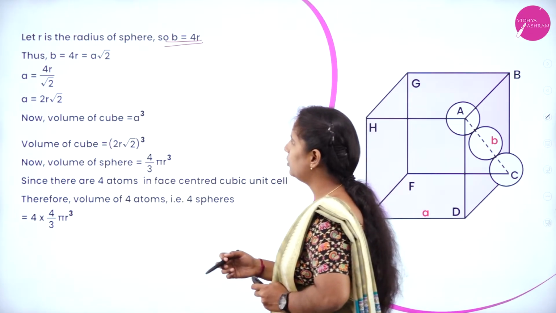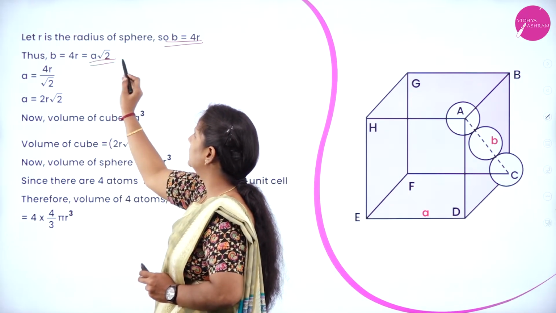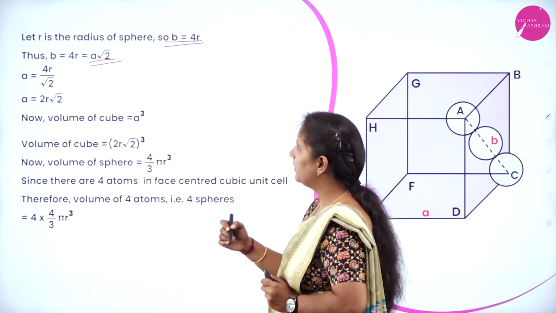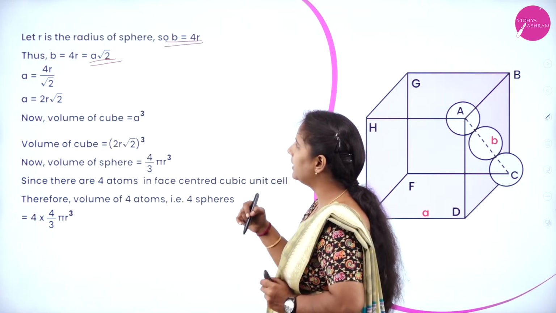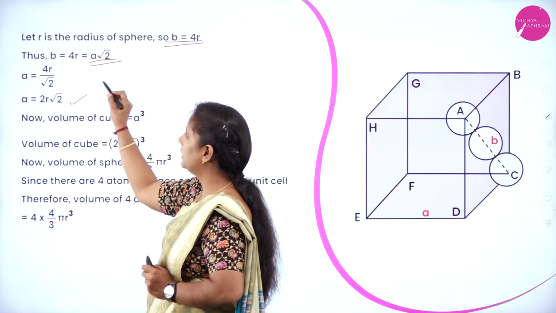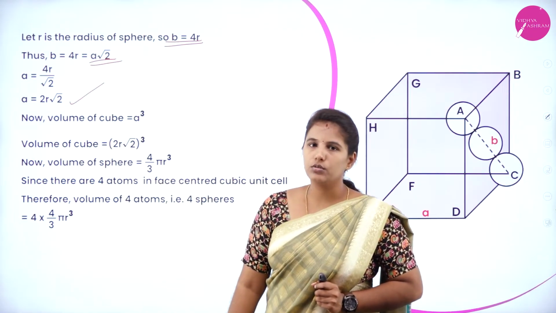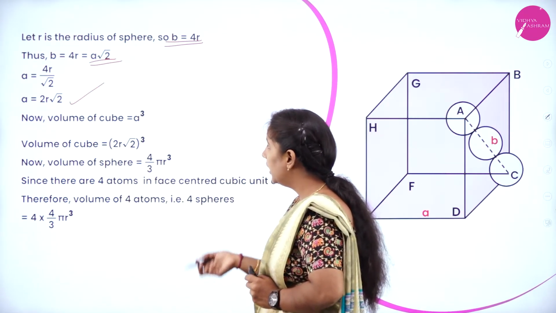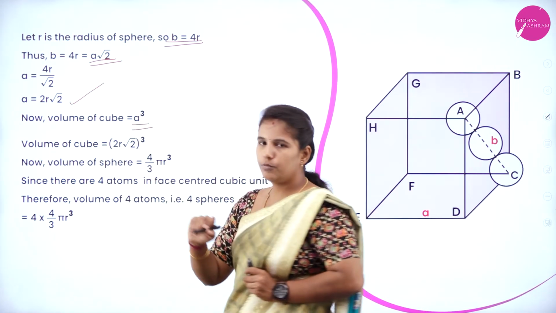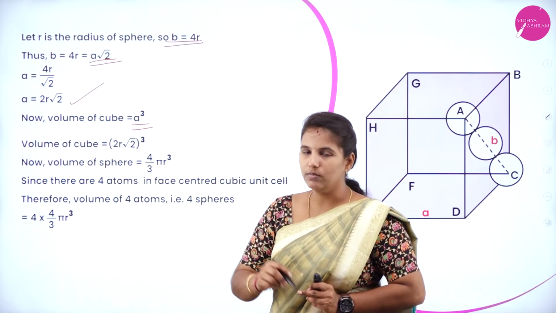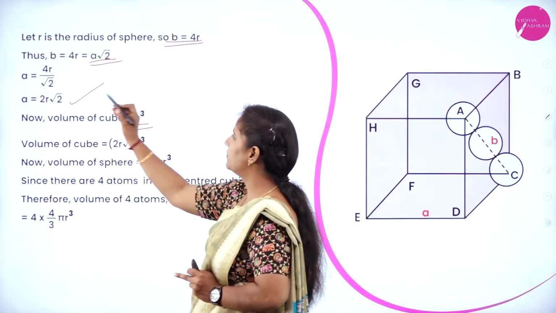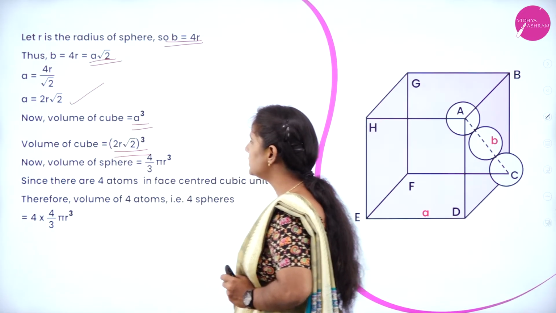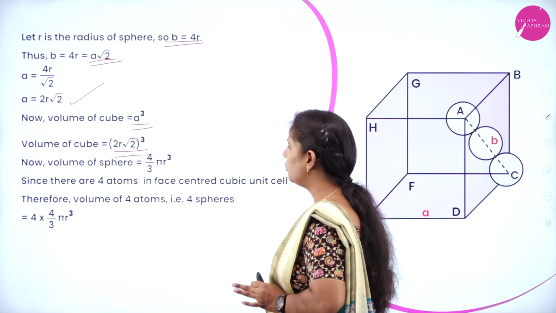If B is equal to 4r, then A becomes 4r divided by root 2, or you can rewrite it as A is equal to 2 into r into root 2, that is 2 root 2 r. Now, we know that the volume of the cube is obtained by A cube. So we need to cube this value of A, and you will write it as (2 root 2 r) whole cube.